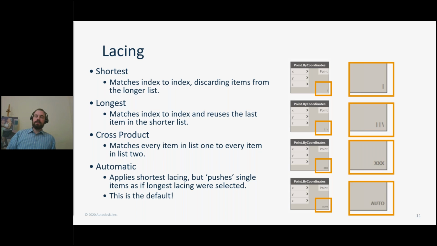The last type of lacing is automatic lacing. Automatic lacing is going to apply shortest lacing, but it's going to push single items as if longest lacing was selected. This is the default. So if any of your inputs are a single item, then it's going to be longest lacing. Otherwise, it's going to behave as shortest lacing. So in that example of 1, 2, 3 plus 1, 2, it's going to default to shortest lacing because we have a list as both of our inputs. If either one of those was a single item, so if we did 1, 2, 3 plus the number 1, it's going to use that number 1 against all those other pieces because it's going to default to longest lacing.